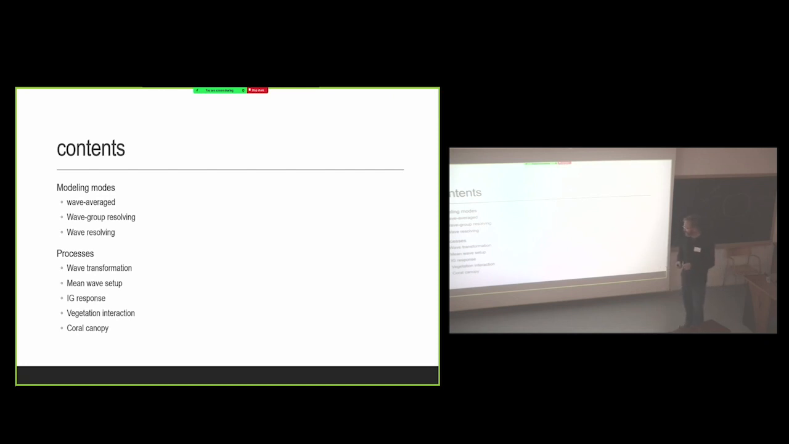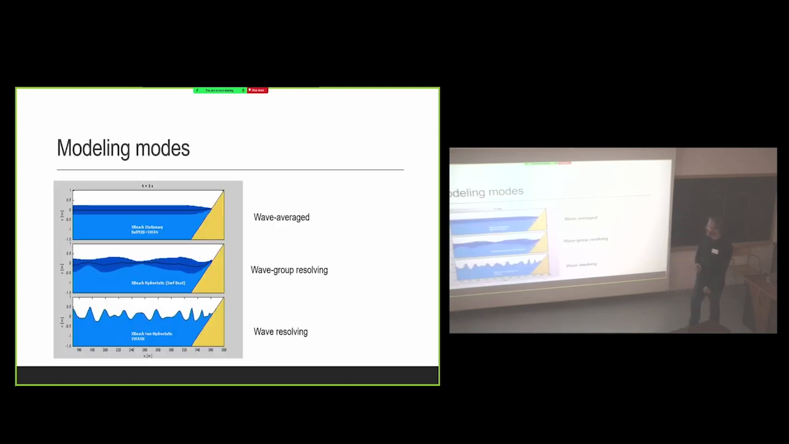So I'll talk a bit about interaction with vegetation, because we happen to work on mangrove coasts, for example, and also coral canopy, if time permits. So these are the three different modeling modes that you can do in SurfBeat.